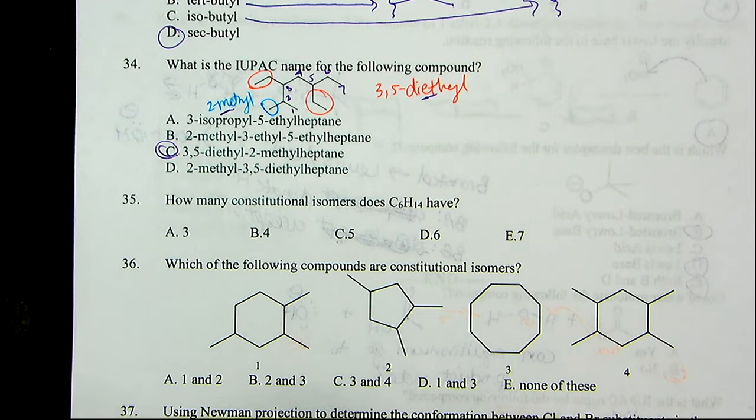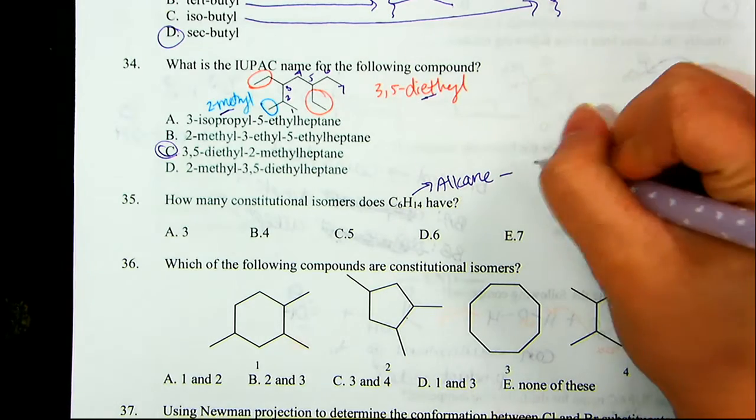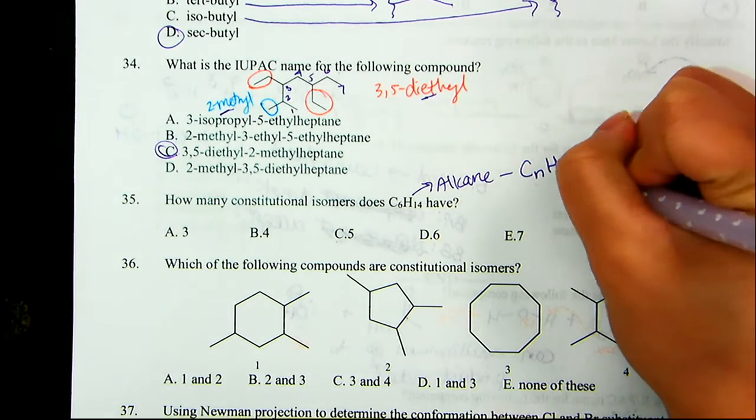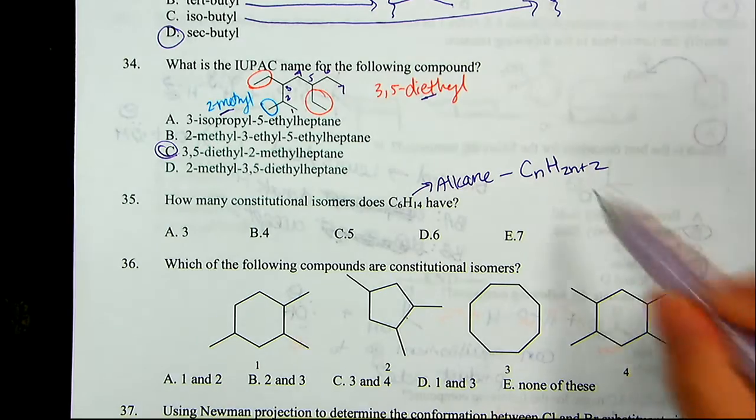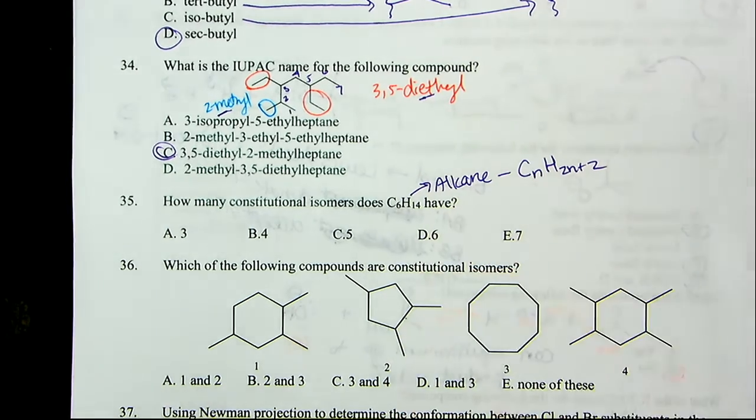Okay, 35. How many constitutional isomers does C6H14 have? When you're asked this, there is no easy way other than drawing out all the constitutional isomers of C6H14. If you look at the formula, you know it has to be an alkane, because the alkane formula is always CnH2n+2, the number of carbons times 2 plus 2. In this case, that falls under that category, so we draw all our alkanes.